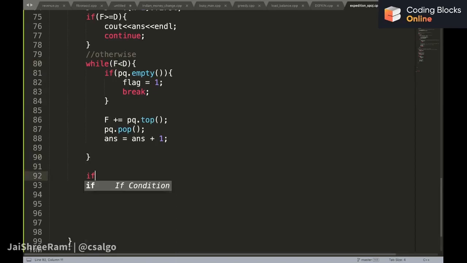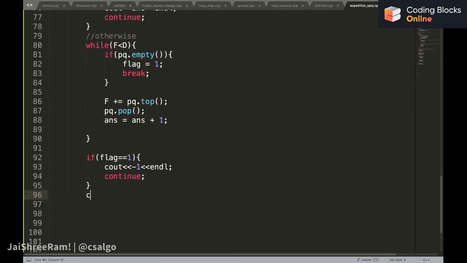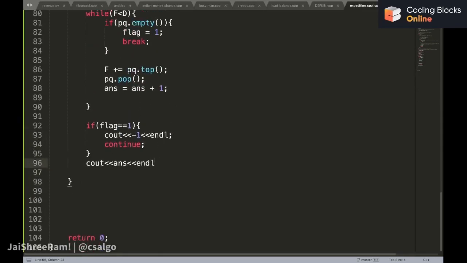And finally again you can make a check if flag is 1. If flag is 1, you can say cout -1 and endl and continue. Otherwise you can just say this is my answer, cout answer and endl, that's it. And that completes our code.